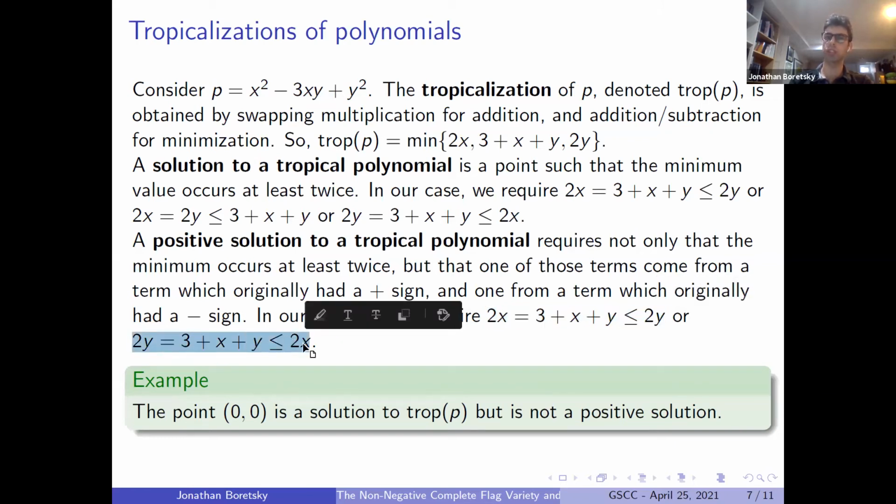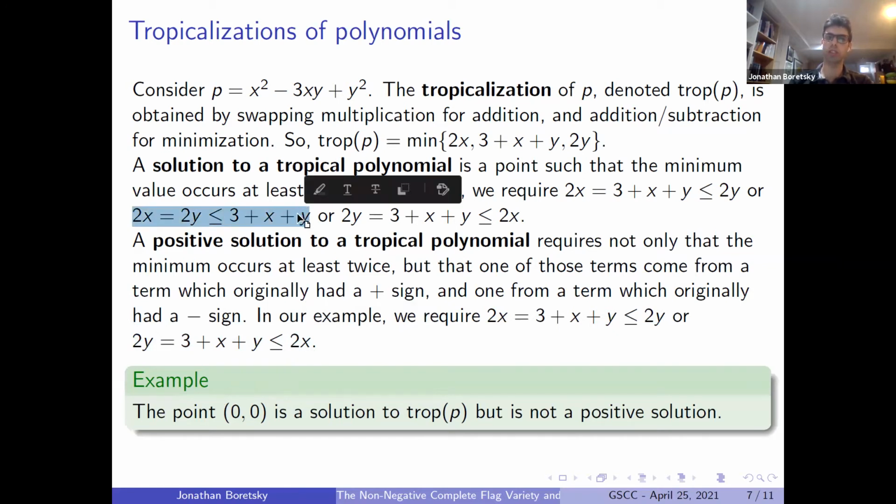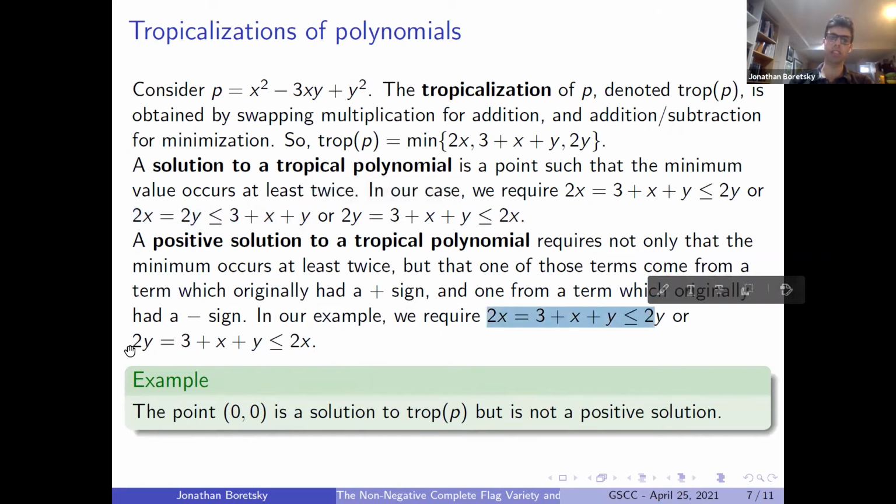So either 2x equals 3 plus x plus y, less than or equal to 2y, or the same thing with x and y reversed. So for example, the point (0, 0) is a tropical solution to P. This equation holds: 2 times 0 is equal to 2 times 0, which is less than 3. But it's not a positive solution because it's easy to see that neither of these things hold.